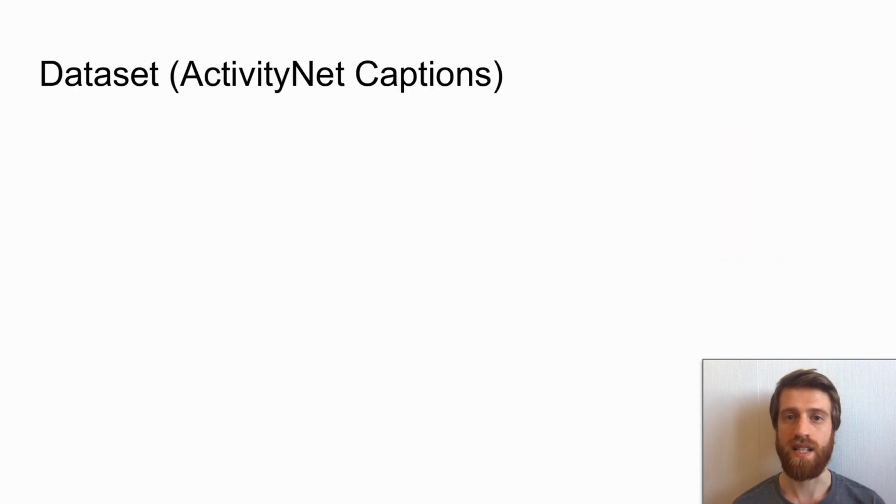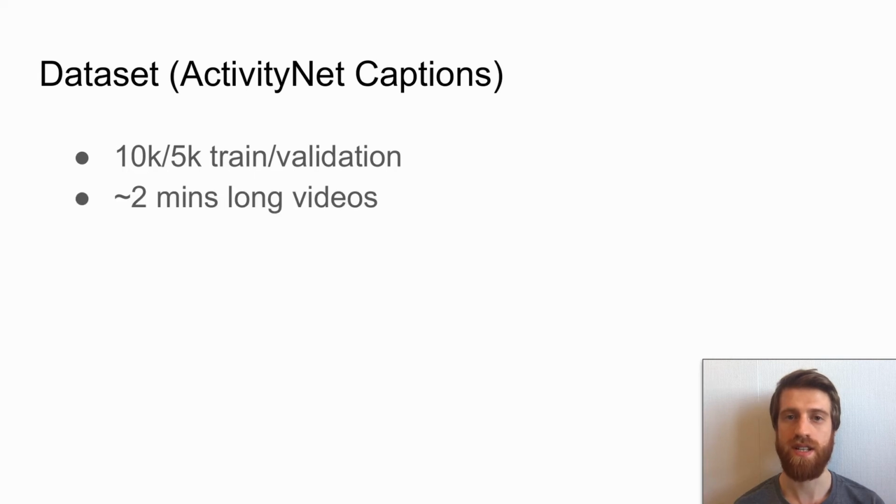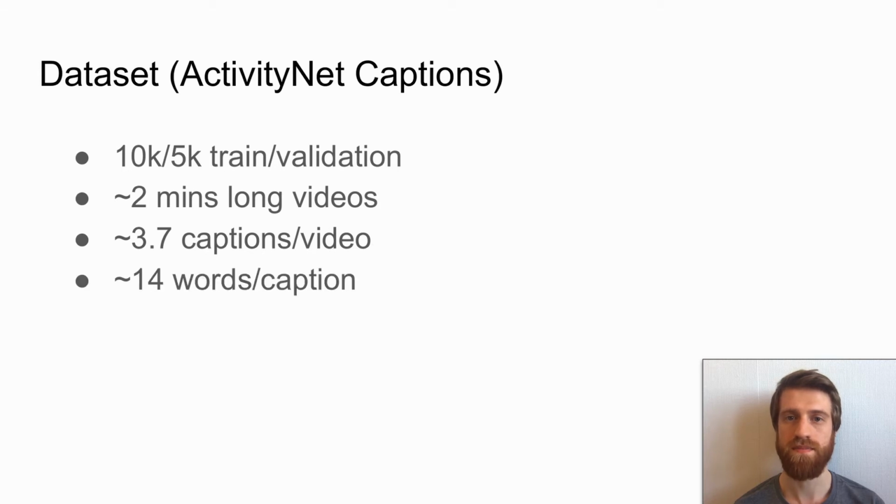We use ActivityNet Captions for our experimentations. It is based on human activity recognition dataset called ActivityNet. ActivityNet Captions contains 10,000 videos in the training set and 5,000 in the validation set. Each video in the validation set is annotated twice by different annotators. On average, each video is 2 minutes long and has 4 temporally localized captions. The average length of a caption is around 14 words.